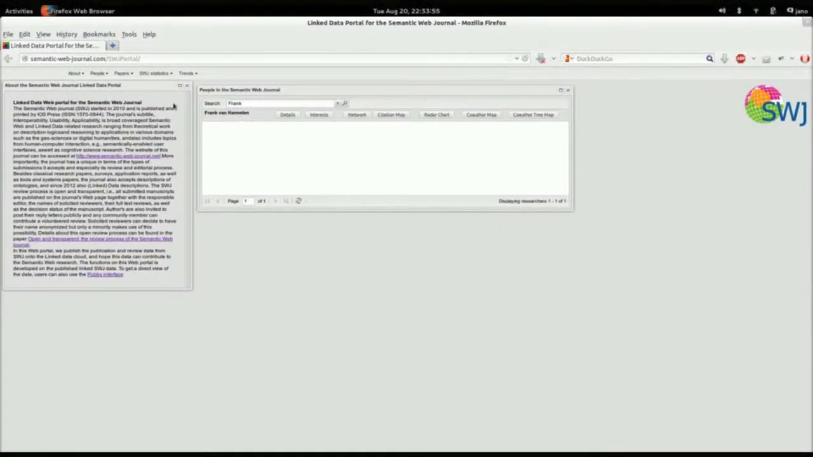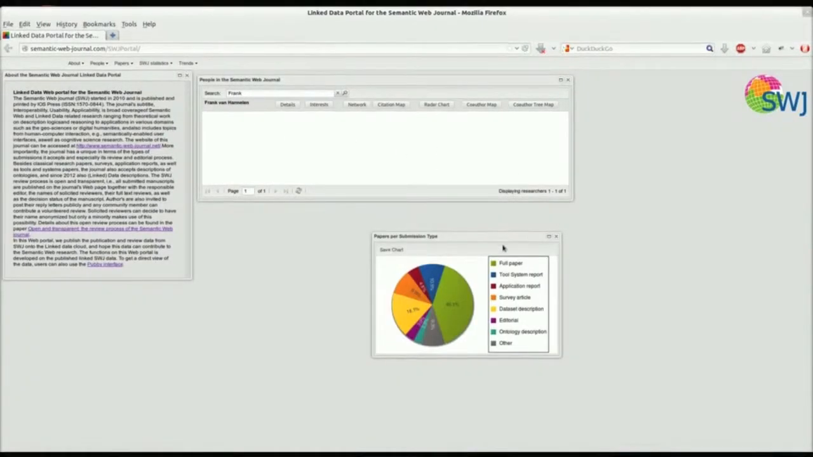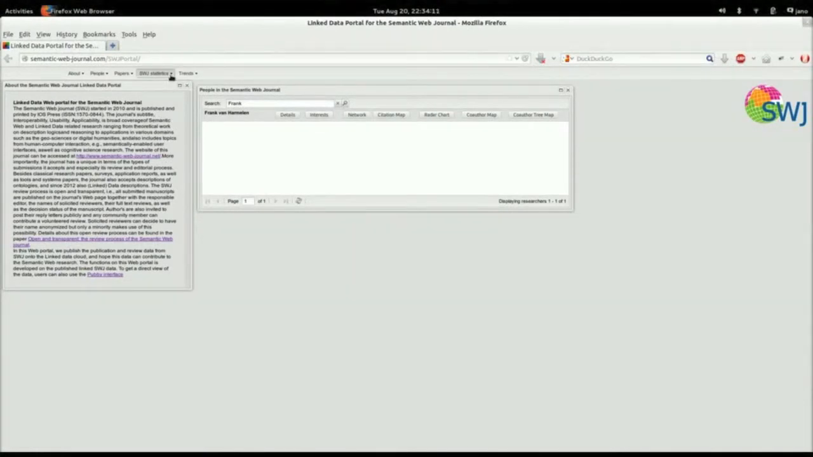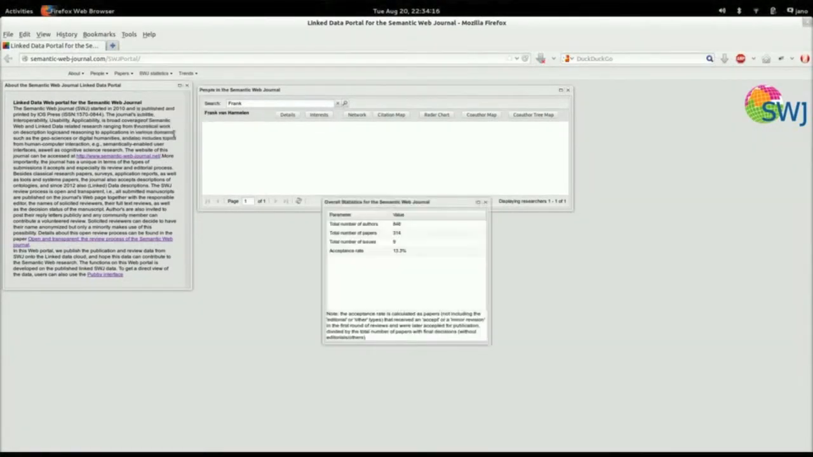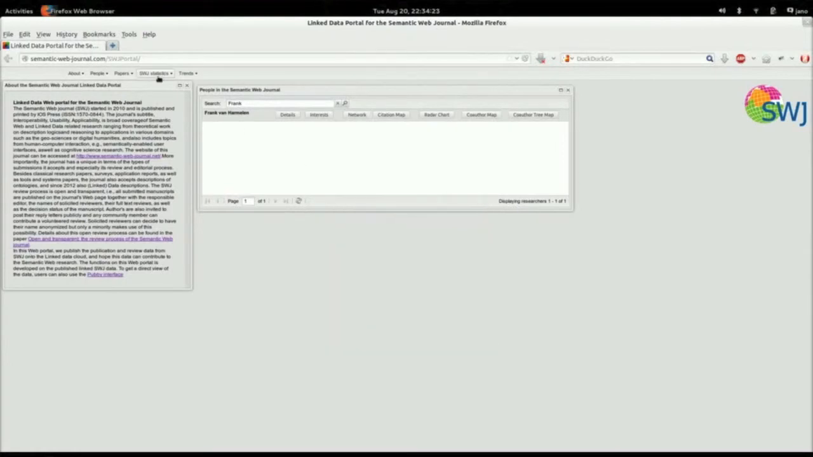If we move more into the statistics, we can see the papers by submission type. This allows you to look through a list of those by a pie chart. We can look at just general statistics for the publication as well. So we can see total number of authors, total number of papers, this kind of information.